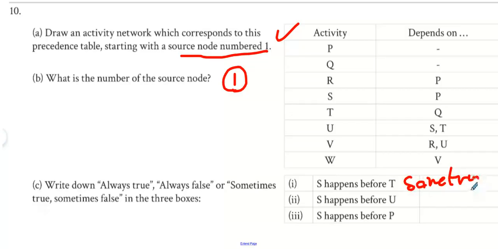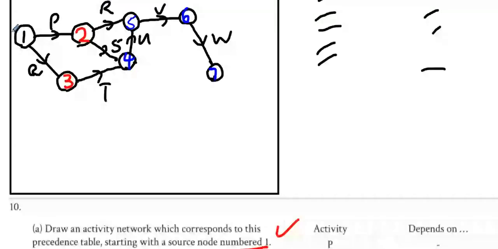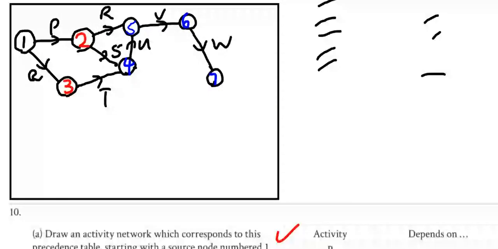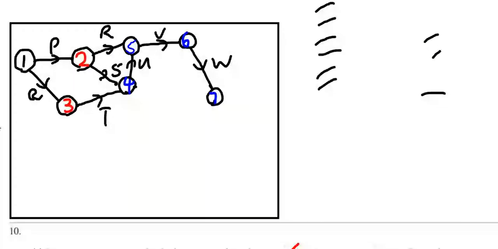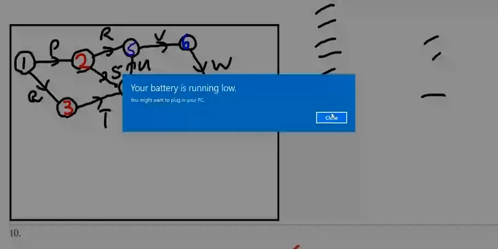S happens before U. Does S happen before U? It has to. See the way S feeds into node 4 and U comes afterwards? S has to, always happens. S comes before U every time. Is that all right? I'll pause for a second.